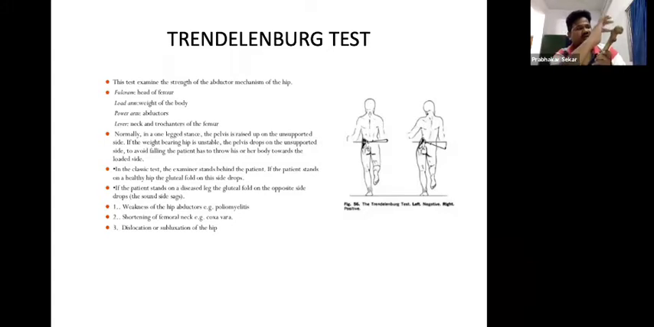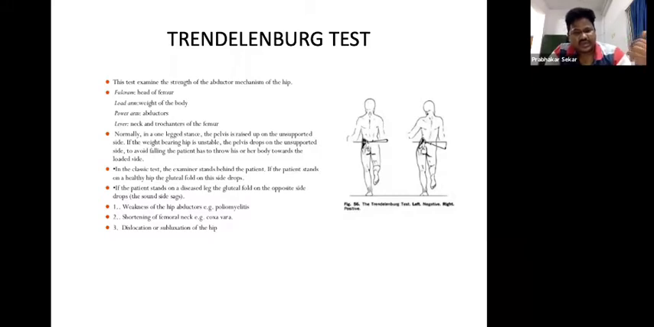Then the power arm is the abductors, that is gluteus medius and minimus. If there is any defect in any of the three components, then the Trendelenburg test is positive. Normally, if you ask the patient to stand on the normal hip side, the unaffected leg, the pelvis is raised on the opposite side, that is, the affected side pelvis is raised.